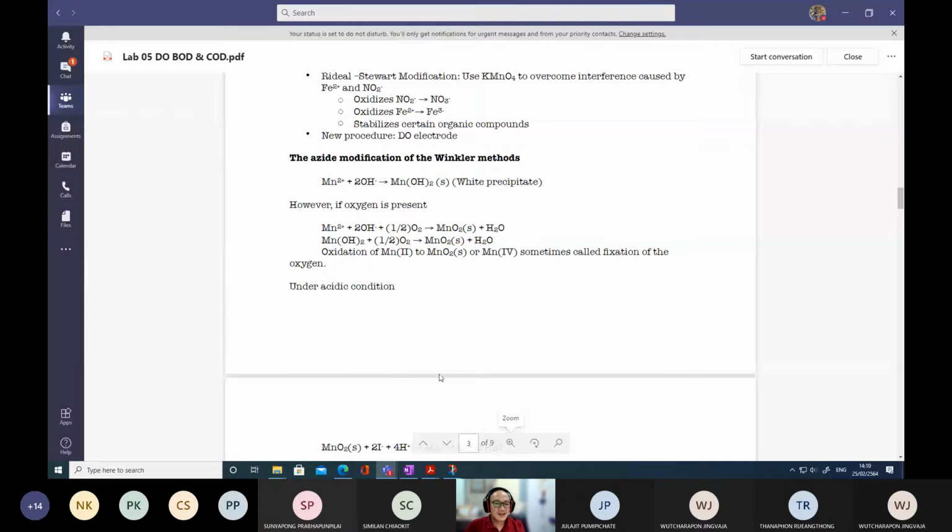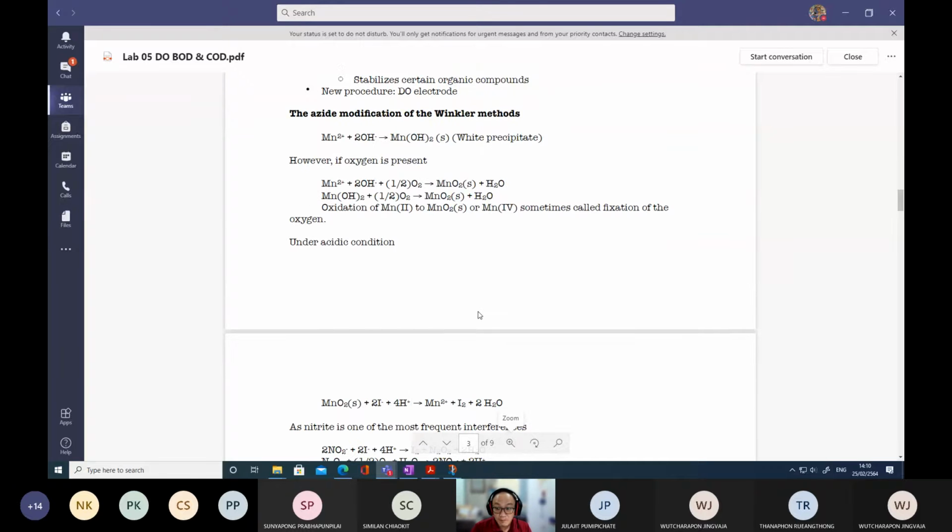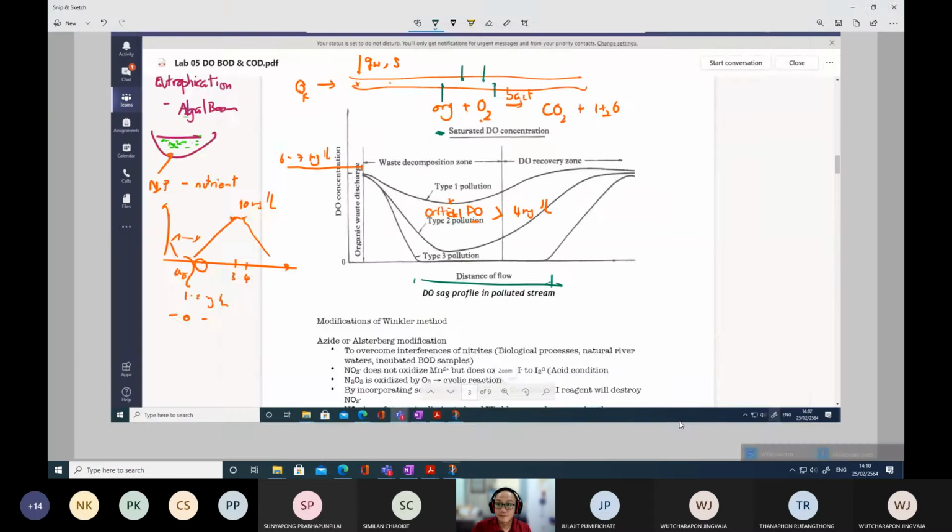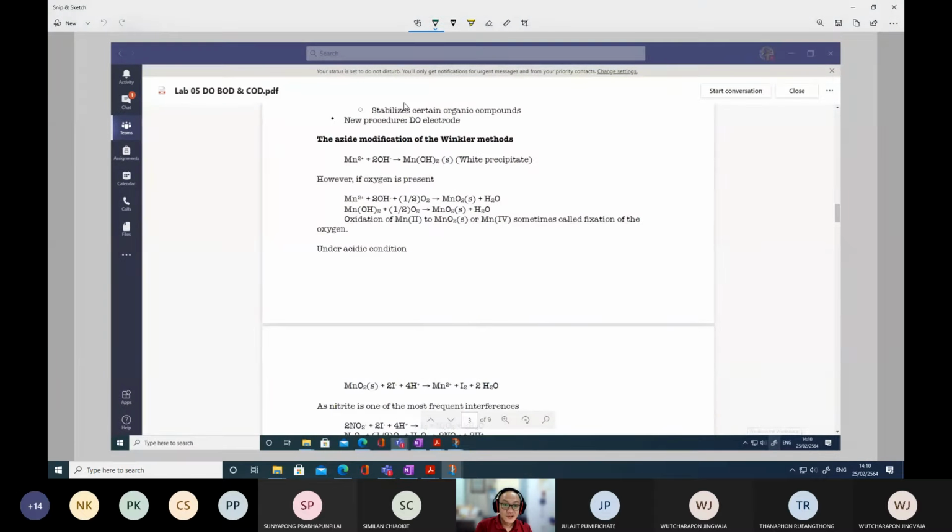The method of analysis we are going to use in the lab is called the acid modification of the Winkler method. I just want to explain the reactions which we will analyze in the lab before talking about the procedure. These are the reactions. Dissolved oxygen in water.